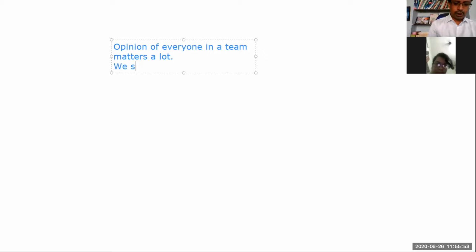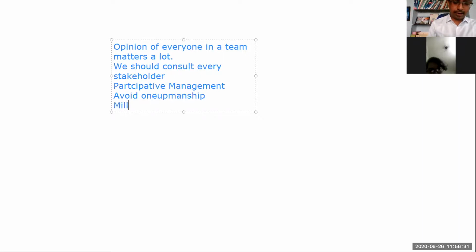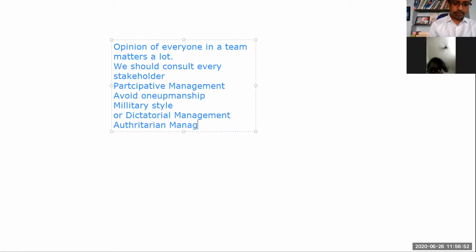Number two, we should consult every stakeholder. That should be what you call participative management. The policy must be participative management. It should not be dictatorial. Avoid one-upmanship. One-upmanship means the kind of military style, or you call it dictatorial management, or authoritarian management. That will never work out.